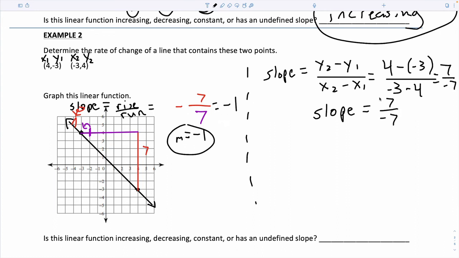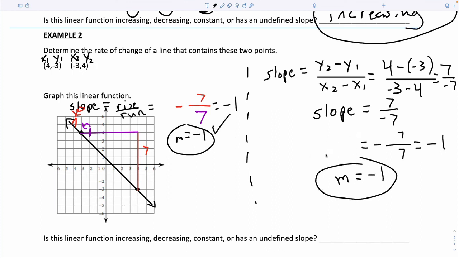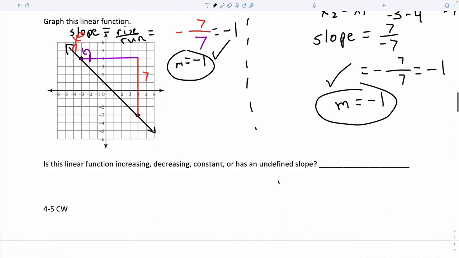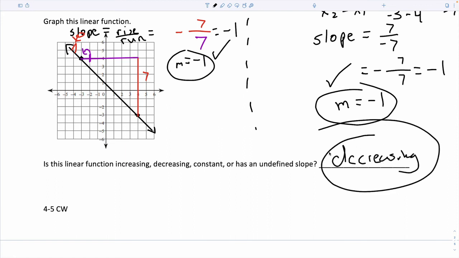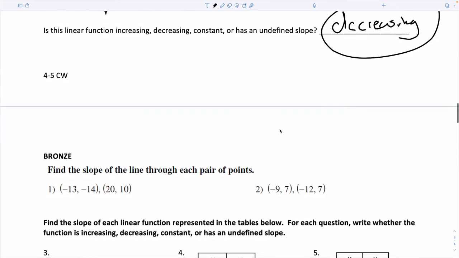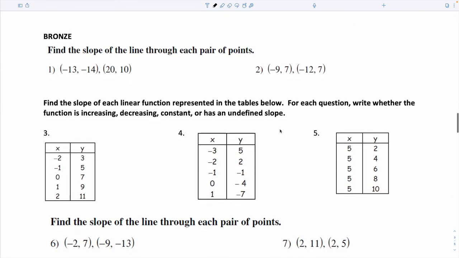If I have one of the numbers negative, you can simplify it by pulling the negative out and putting it next to it. -7 over 7 is the same as -1. You just found your slope with a graph and with some algebra. Okay, is this increasing, decreasing, or undefined? It is decreasing. Cool.